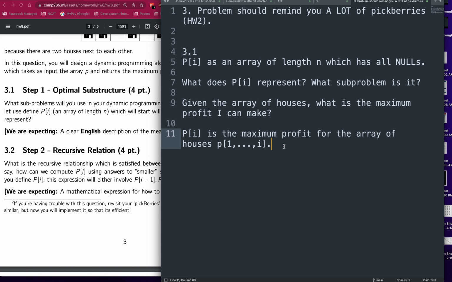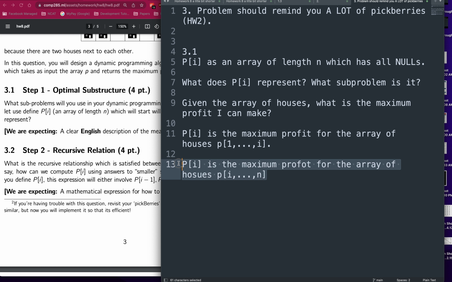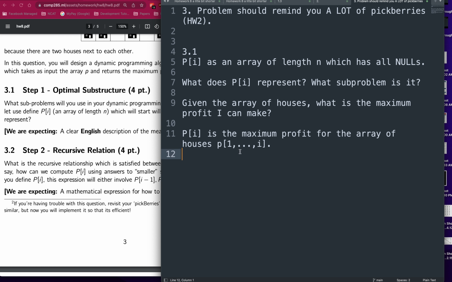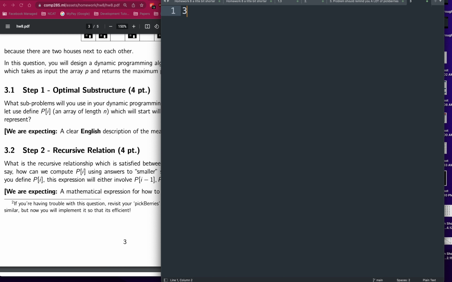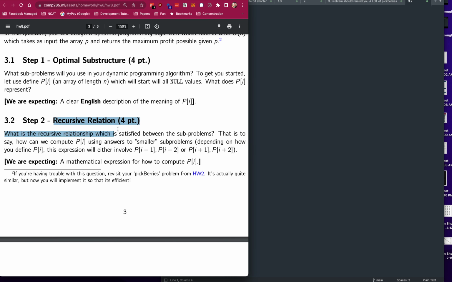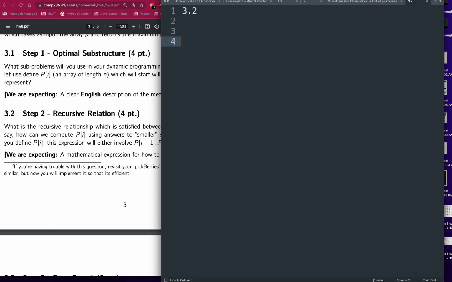You can also define it the other way. You could define it backwards, I guess, as the maximum profit for the array of houses p[i] up to n. So from i up to n, and you can work backwards, or you can define it from 1 up to i, and you can fill it in forwards, right? So it kind of depends how you define it. We're going to go with the forwards one, just because, why not? Okay. So that's 3.1. 3.2 asks for the recursive relation. So once you've defined P[i], it tells you, well, how do you compute P[i]?